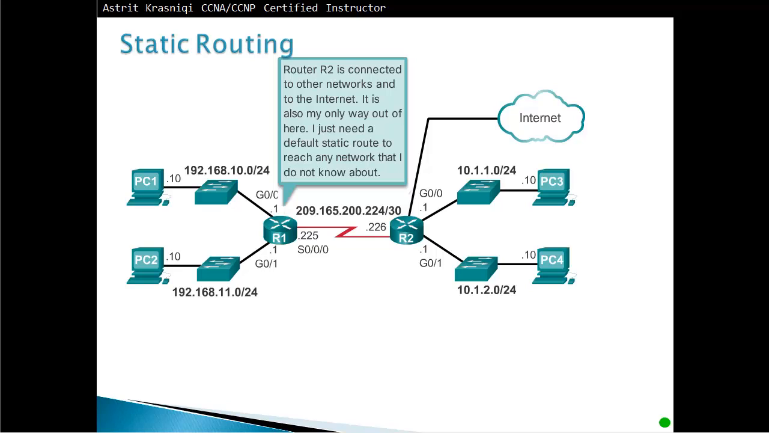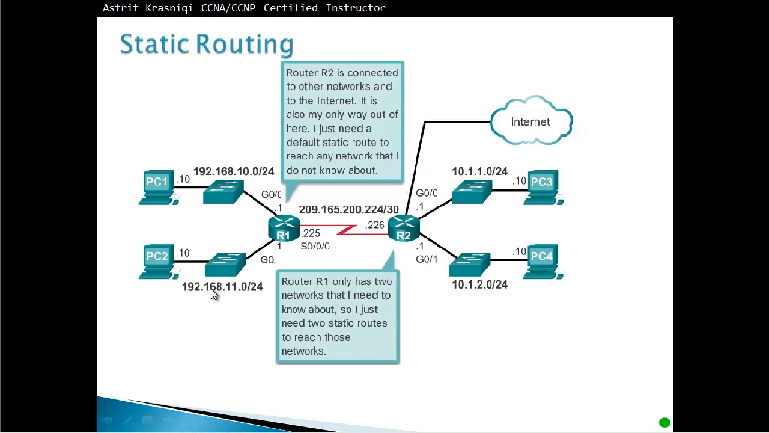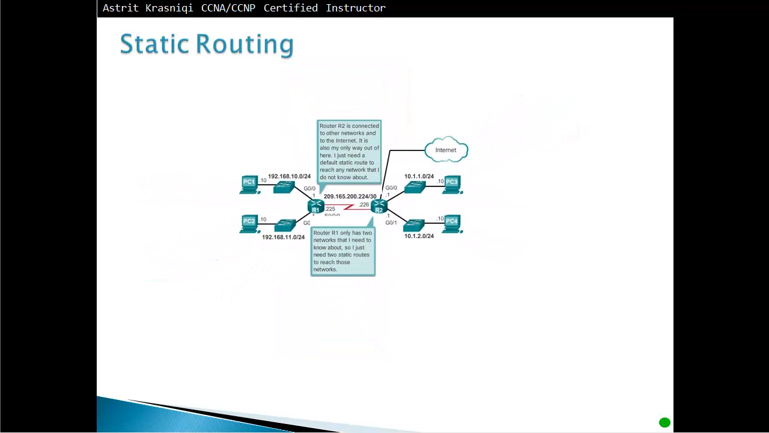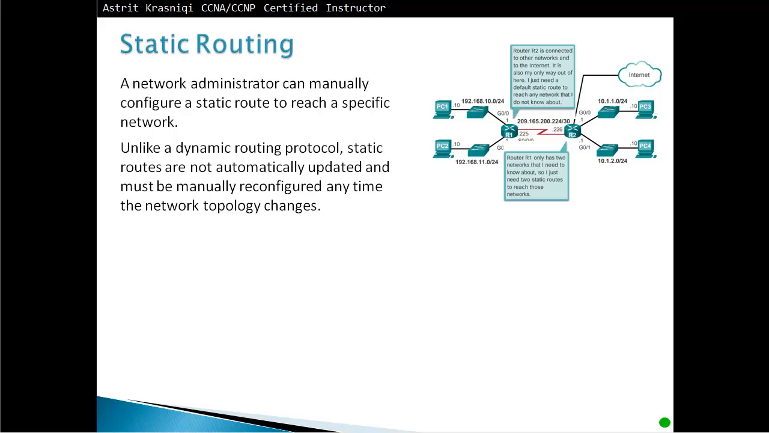So for example, all our home routers have the same static default route towards the ISP. Router 2 on the other hand will have a connection towards the internet, but router 1 only has 2 networks that I need to know about. So router 2 can create 2 static routes only to reach this network and this network. So a network administrator can manually configure static routes to reach a specific network. Unlike a dynamic routing protocol, static routes are not automatically updated and must be manually reconfigured anytime the network topology changes. A static route does not change until the administrator manually reconfigures it.